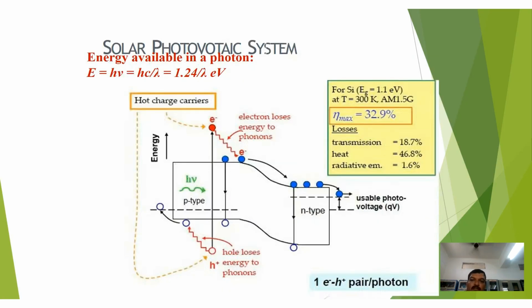Energy available in a photon: we know that E equals hc by lambda, which is nearly 1.24 by lambda in electron volts, where h is Planck's constant. For silicon, the maximum efficiency is 32.9%, meaning the maximum conversion of solar energy to electricity is 32.9%.